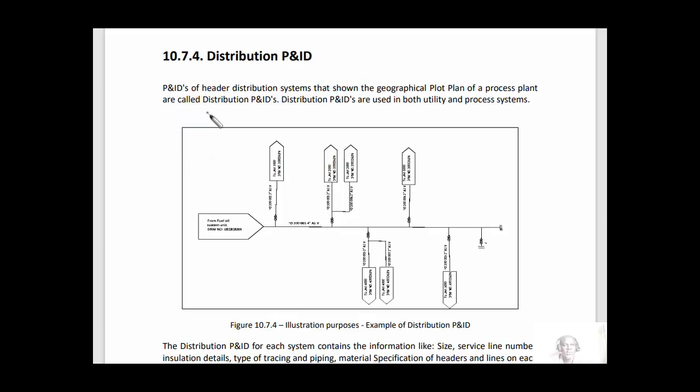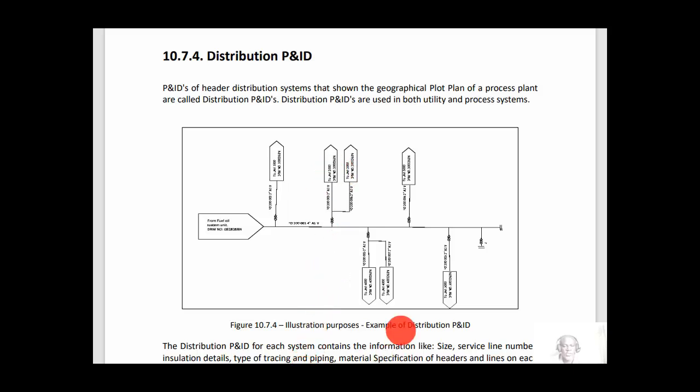Distribution P&ID. P&ID of federal distribution system that show the geographical plot plan of process plant are called distribution P&ID. Distribution P&ID are used in both utility and process system. For illustration purpose, this is a typical example of distribution P&ID.